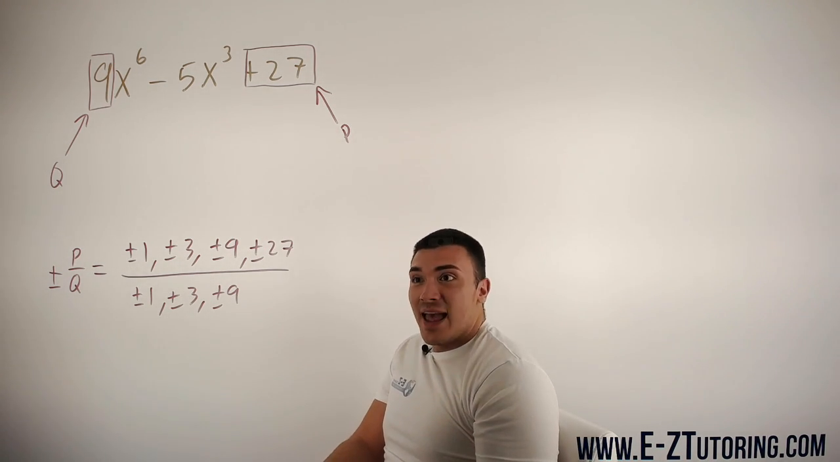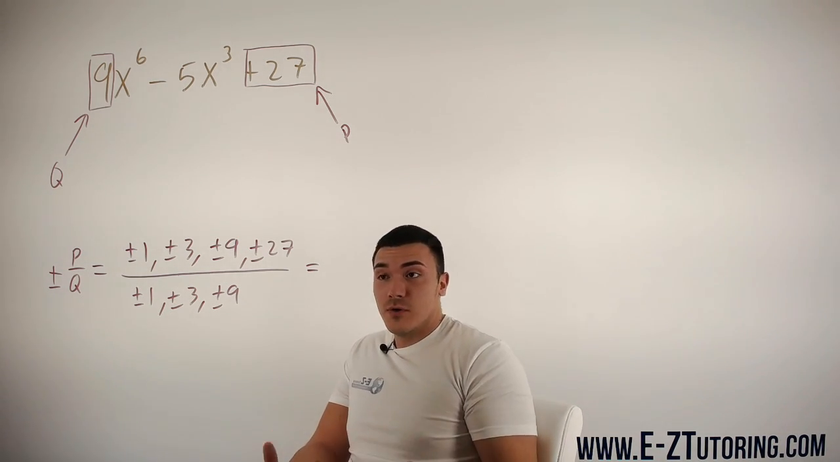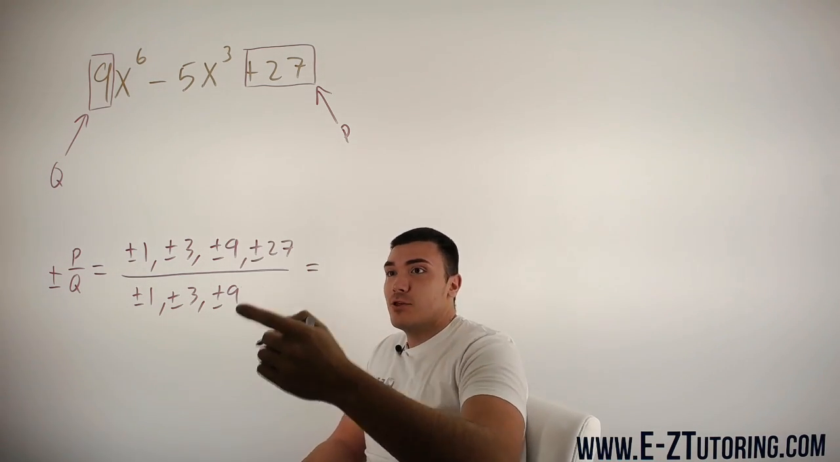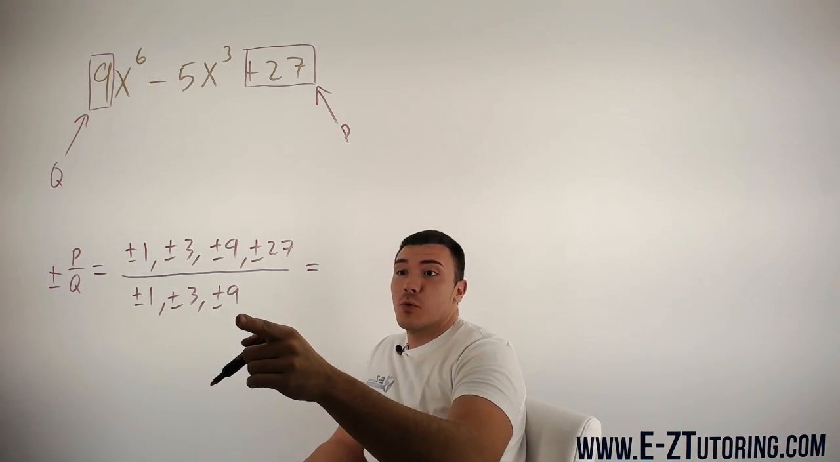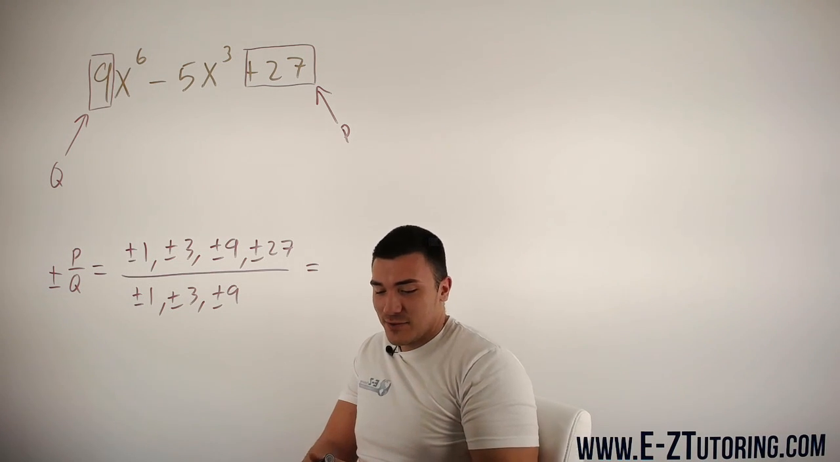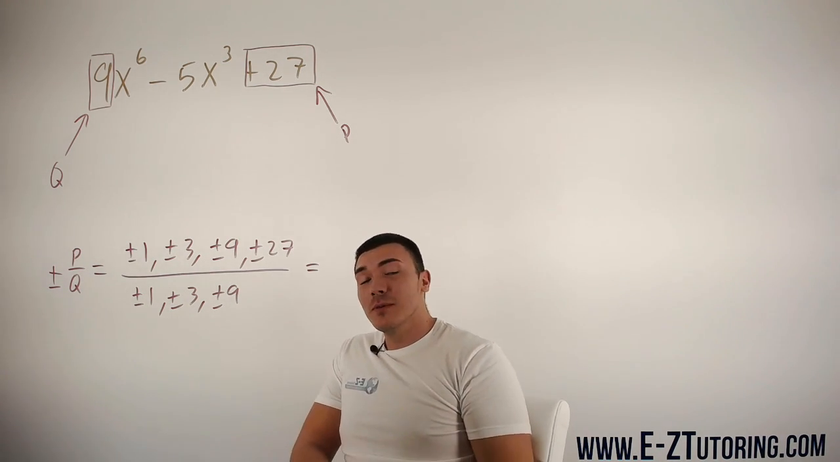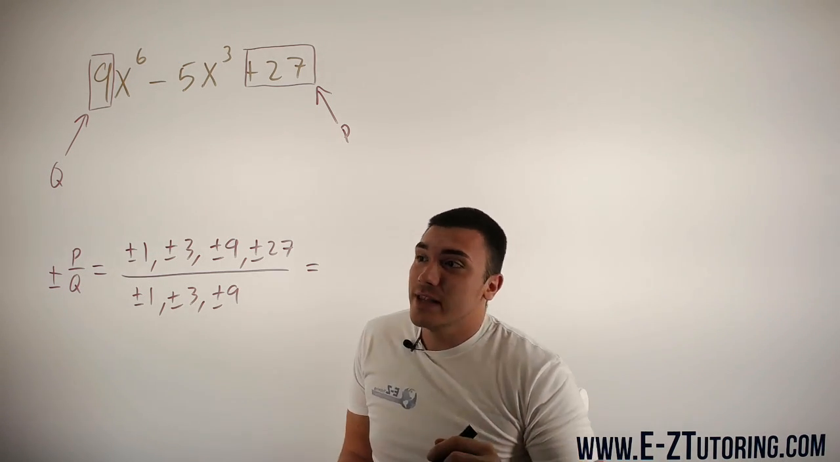All right, so now what you have to do is write out all of your different combinations. So you have to write plus or minus 1 over every single one of these, plus or minus 3 over every single one of these, and so on and so forth. And those will be all of your possible zeros. So let's go ahead and start writing them out.